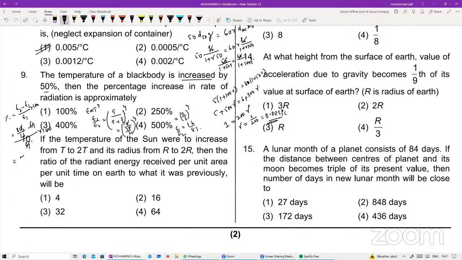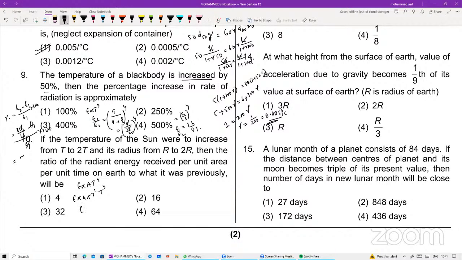ये भी वही कंडीशन है, energy is directly proportional to your area and T to the power of 4, isn't it? Area will be equal to how much? 4 pi into r square. So E is directly proportional to 4 pi into r square into T to the power of 4.